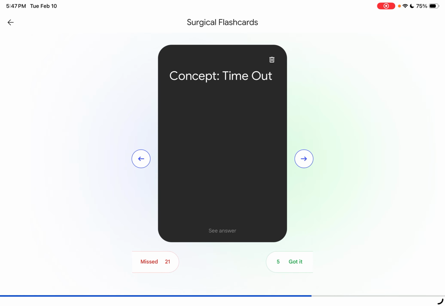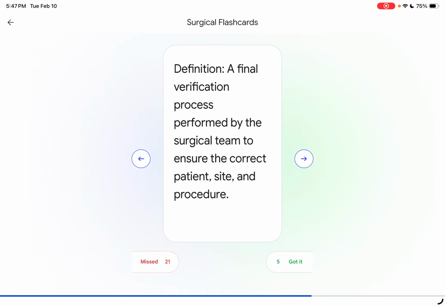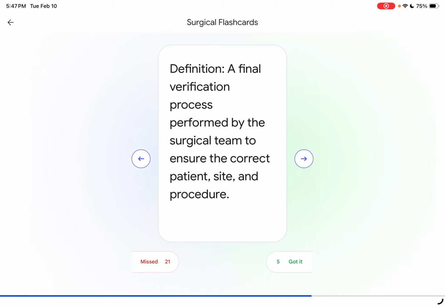Okay, yes, na siya diri guys. Gi-discuss siya ang purpose sa timeout. A final verification process performed by the surgical team to ensure the correct patient, site and procedure. Final verification process to confirm by the surgical team that this is the correct patient, site or procedure.